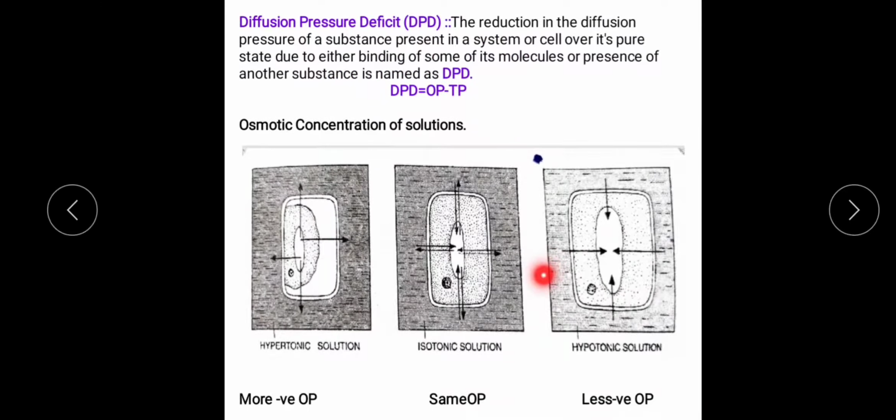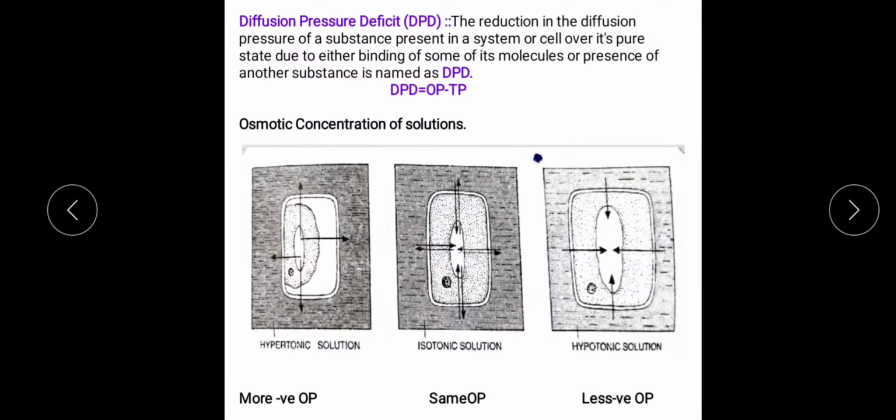That is also known as the diffusion pressure deficit. Diffusion pressure deficit. The name is very clear: diffusion pressure deficit, in the sense there is a decrease in the diffusion pressure. So we can also explain it like this: the reduction in the diffusion pressure of a substance present in a system or a cell over its pure state, due to either the binding of some of its molecules or the presence of another substance, is named the DPD.